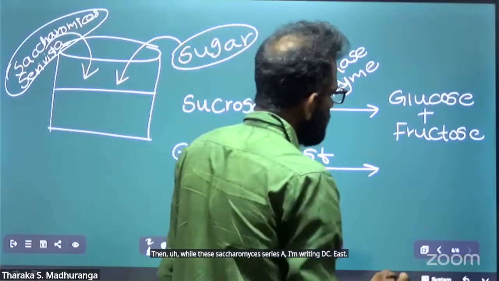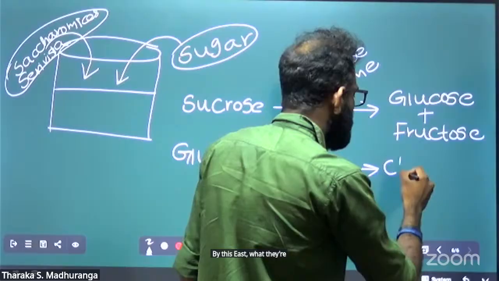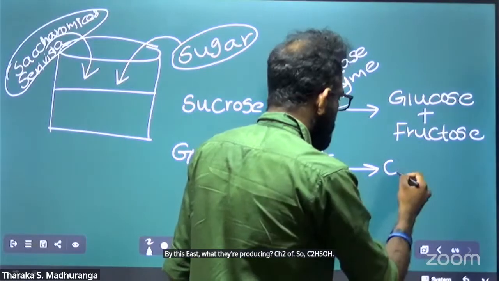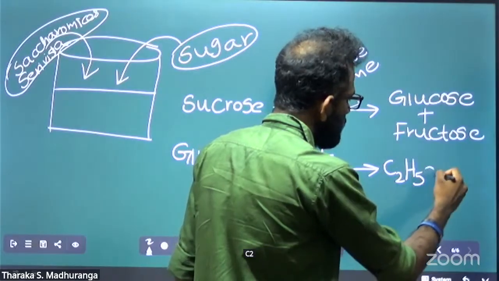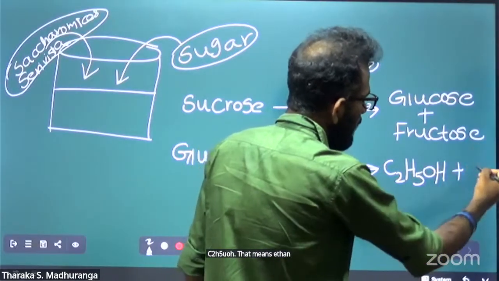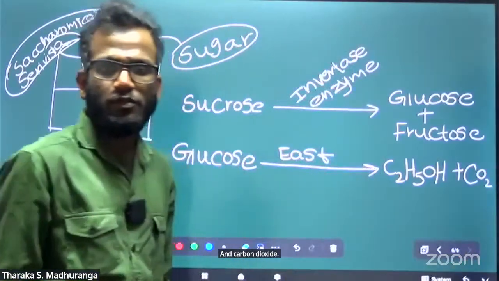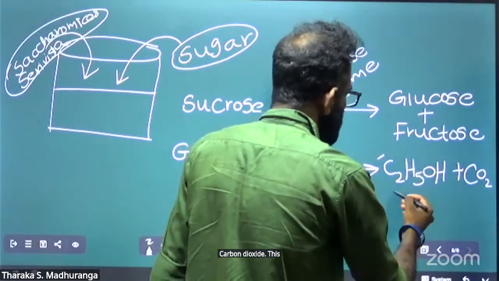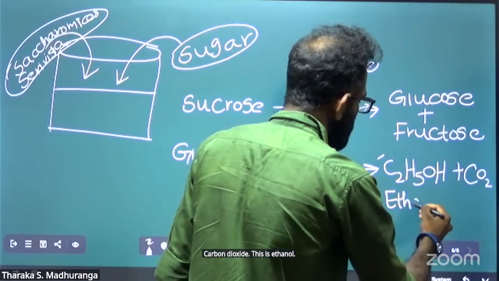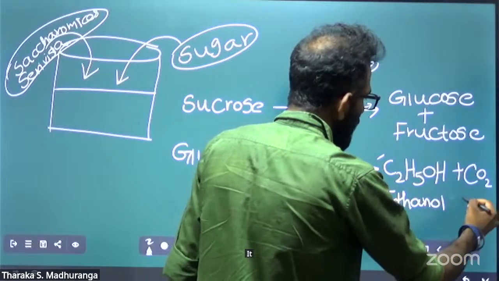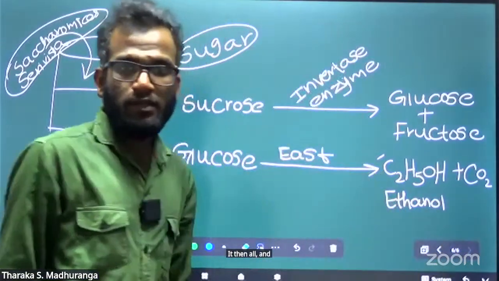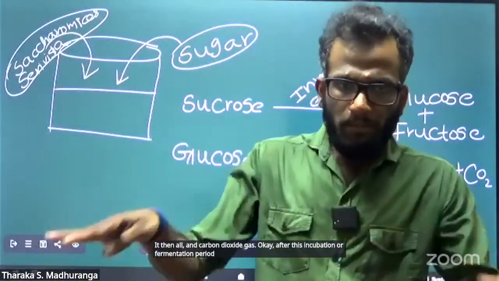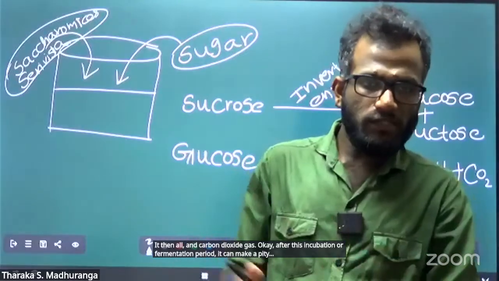Then by this Saccharomyces cerevisiae, I am writing simply yeast, by this yeast, what are they producing? C2H5OH. That means ethanol, and carbon dioxide gas.